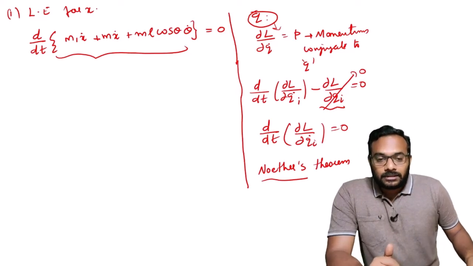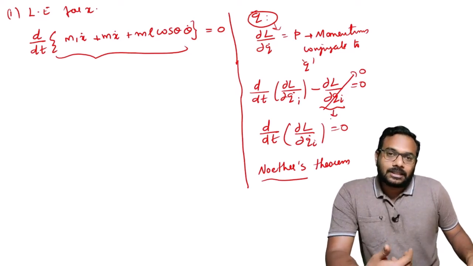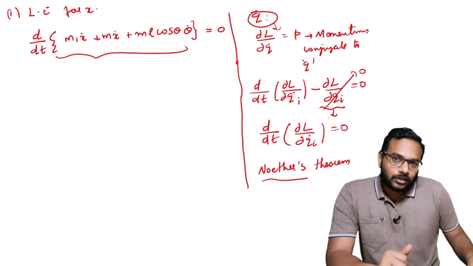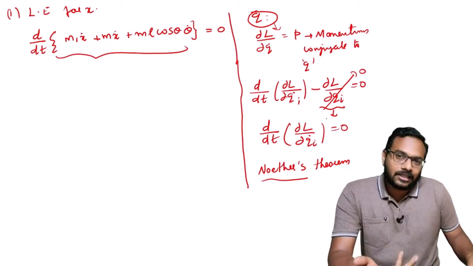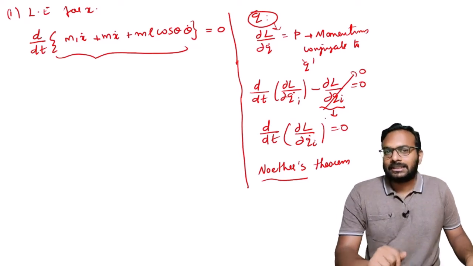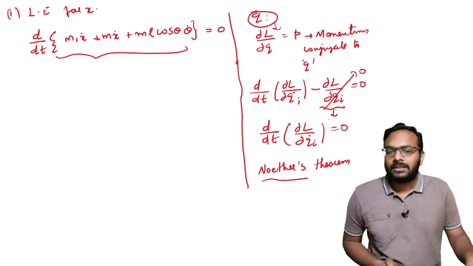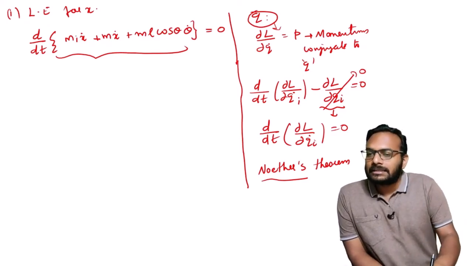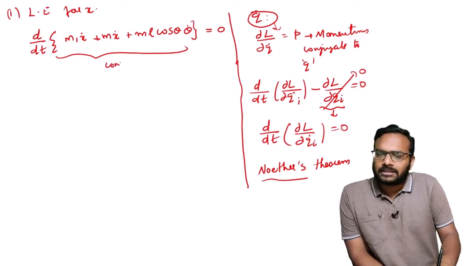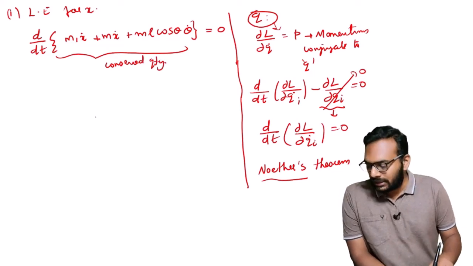So the coordinate being cyclic, or the Lagrangian being cyclic in a certain coordinate, automatically means that there is a symmetry, because if you change that coordinate, the Lagrangian does not change. So that was a slight deviation from what we were discussing. I just wanted to say that there is some conserved quantity here.